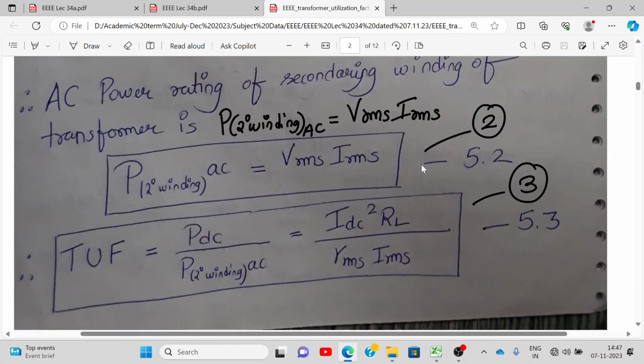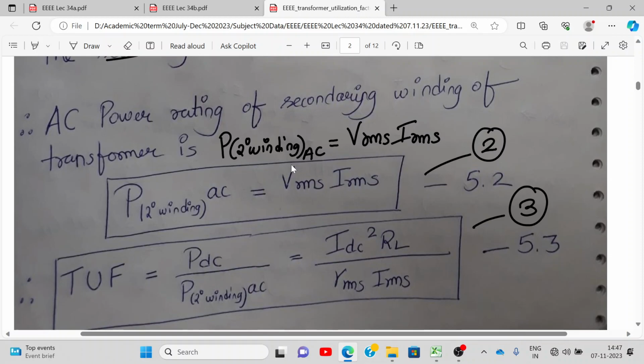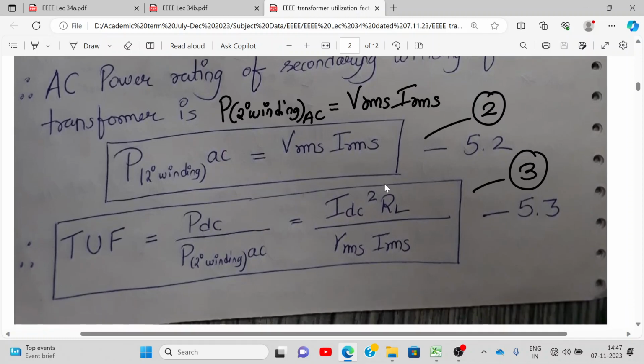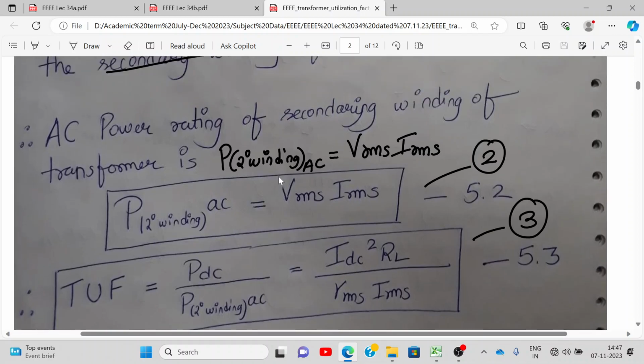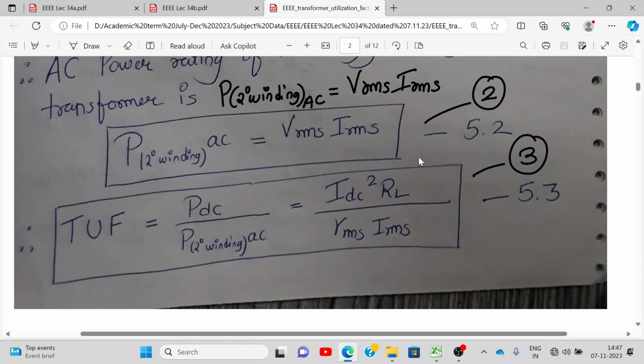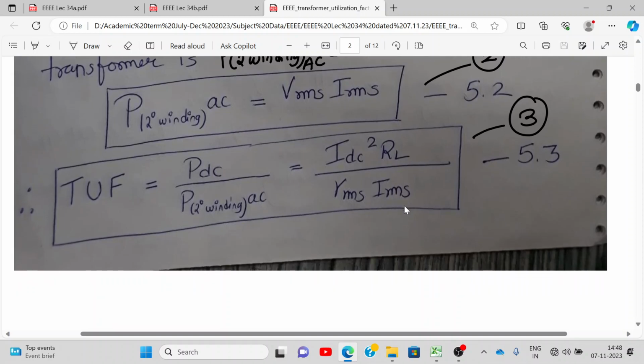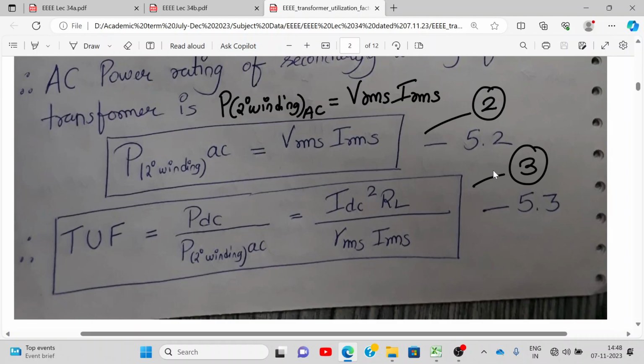Okay, now the AC power rating of the secondary winding of the transformer. The power rating of the secondary winding is given by VRMS into IRMS. Write down: power of secondary winding is VRMS into IRMS. This black color thing which I have written: power of secondary winding AC will be VRMS into IRMS. TUF is PDC upon power of secondary winding AC. So that will be IDC square RL upon IRMS VRMS. This is the general formula. Then VRMS, IRMS and IDC will change with respect to the rectifier, right? Completed? Equation number 2 and 3 written?